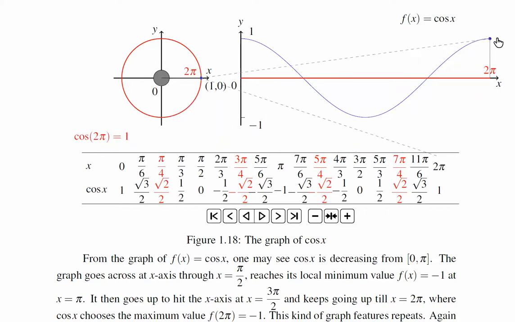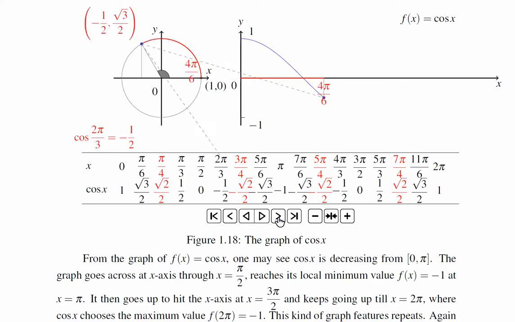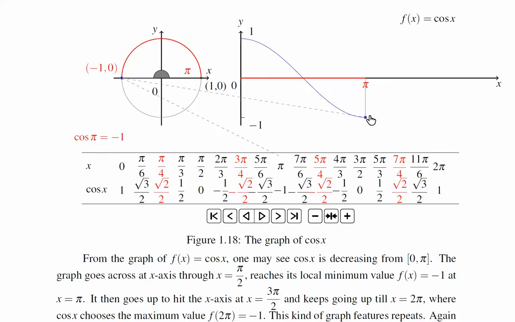Then it reaches 1 again. So there are 5 key points. One is the point here. This point is x is 0, y is 1. And then the second key point is x is pi over 2, y is 0, so on the x-axis.